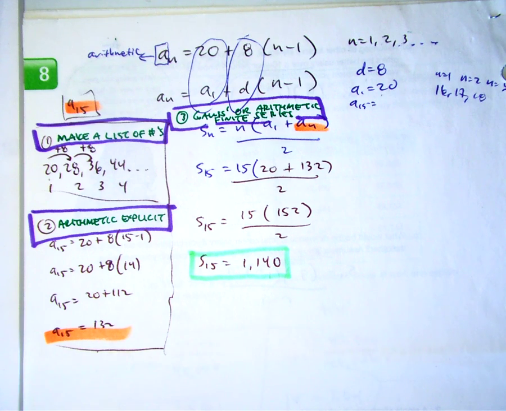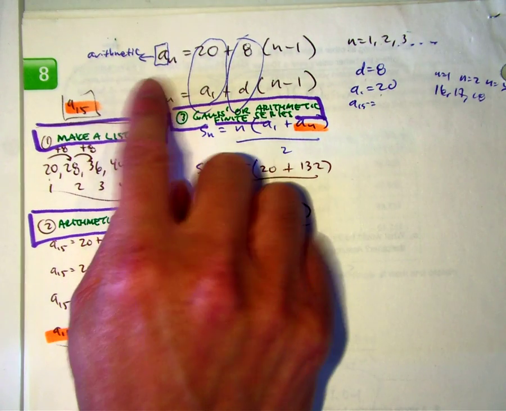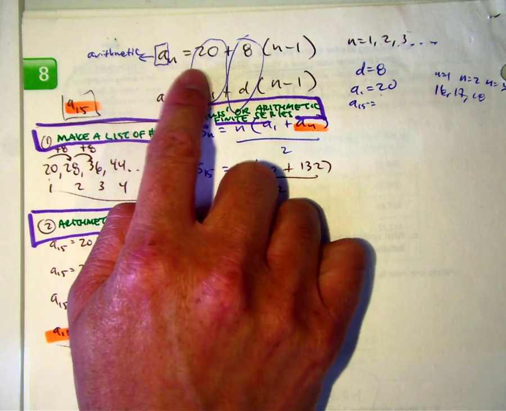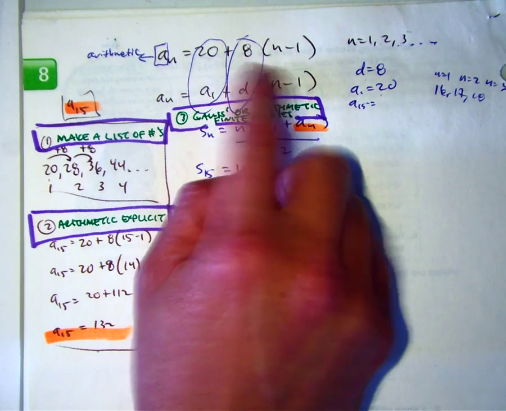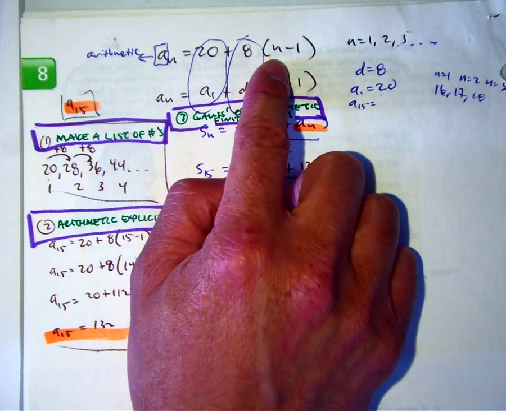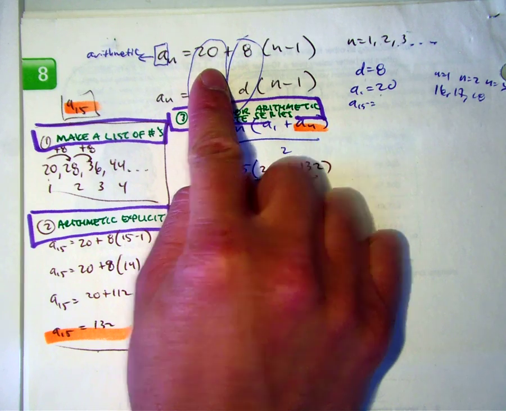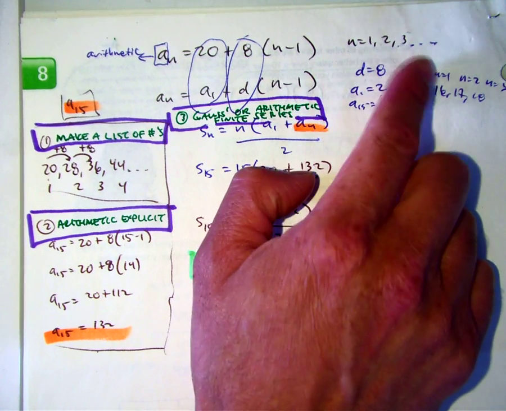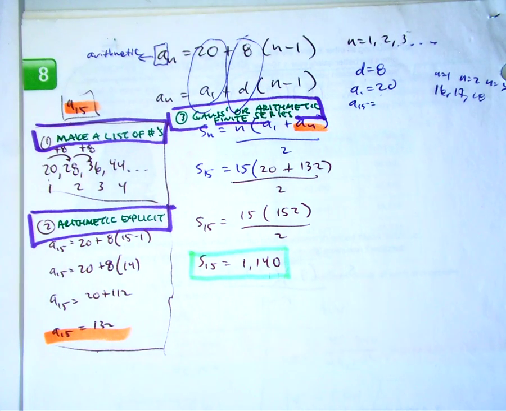In this problem, they give us the information that an equals 8 times quantity n minus 1 plus 20, and they give us n equals 1, 2, and 3. This says determine the sum of the first 15 terms of the sequence. So sum means addition, and I need to add up a list of numbers, the first 15 numbers.